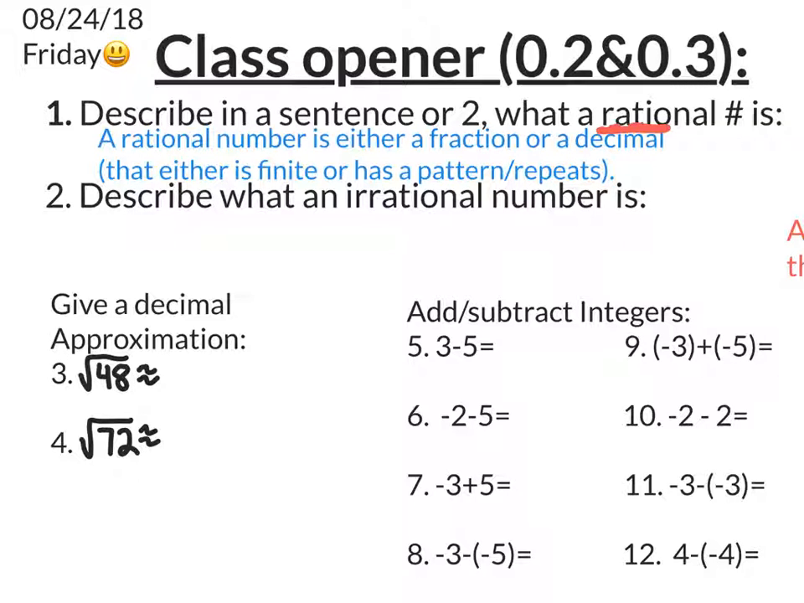Yeah, it's those in-between numbers that you're talking about. So it's like -3.5 or -3.75. If it's a decimal or a fraction, that's what we call a rational number.